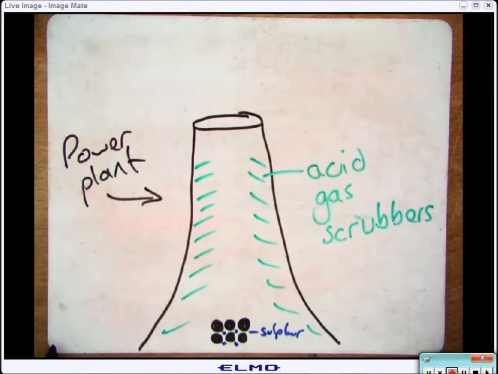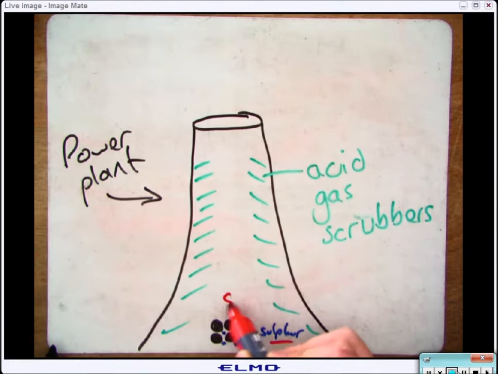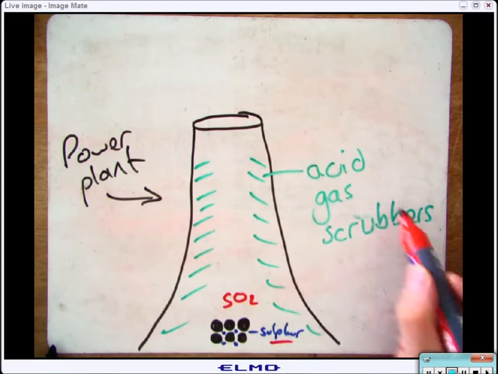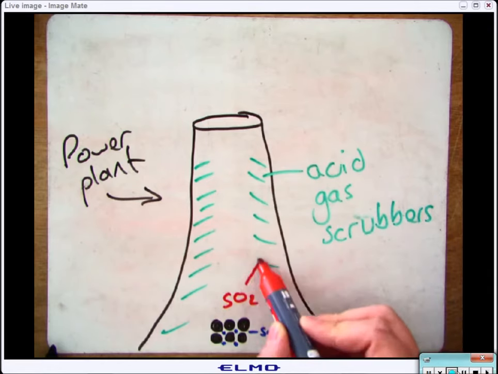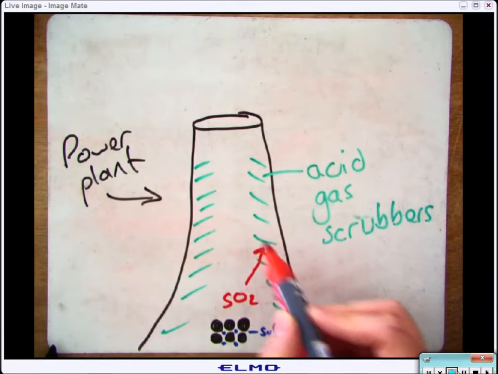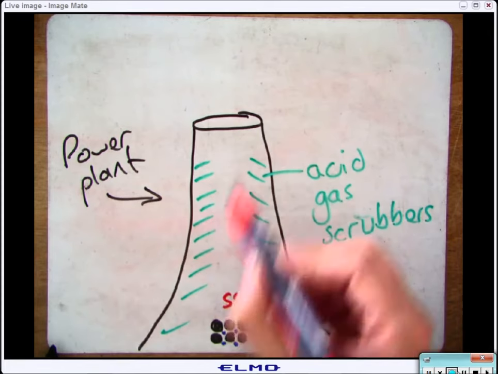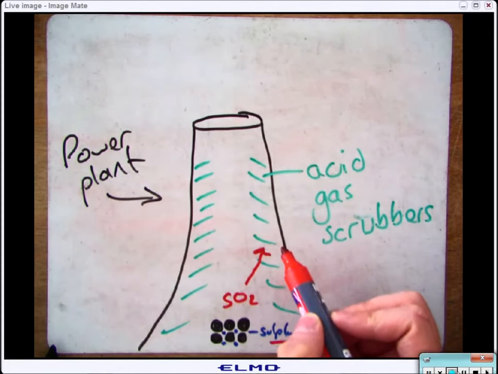The final thing you need to know is what we do about it. So if you've got your fossil fuel here with your impurities in, your sulfur, when that SO2 is given off, we put something called acid gas scrubbers in there, and it's basically something that helps to neutralise that acid. So as it goes up, it reacts with whatever's in the side of your power plant in the chimney stack, and it gets rid of that sulfur dioxide, it neutralises it.